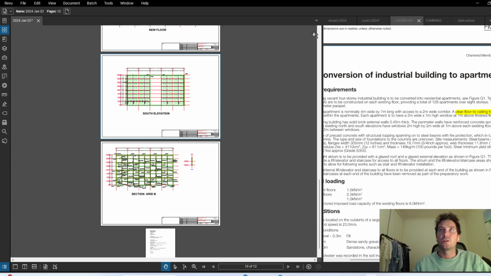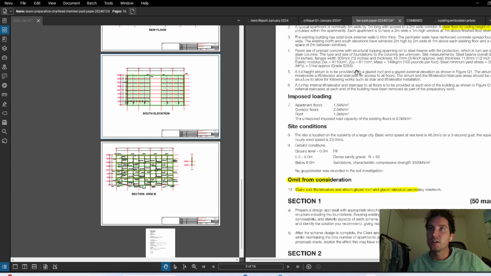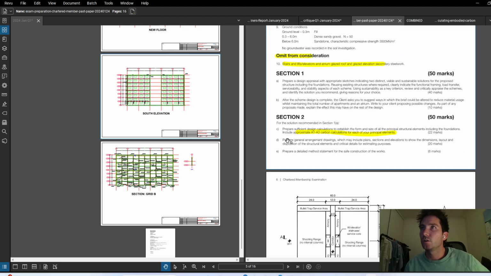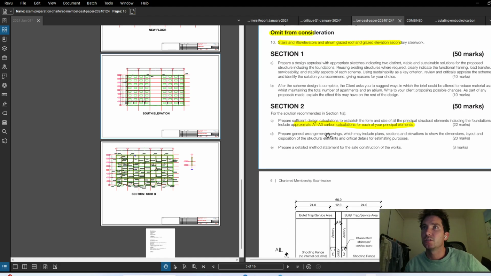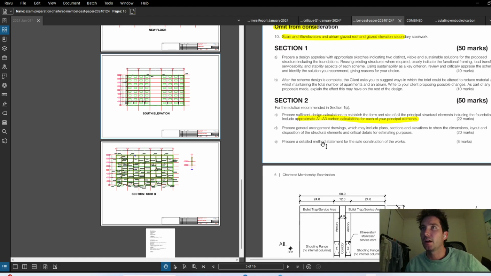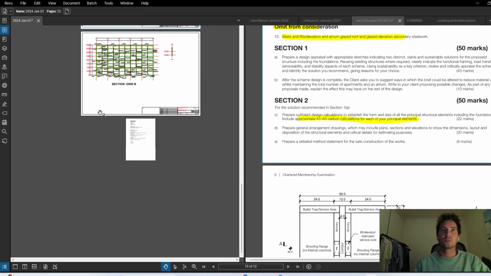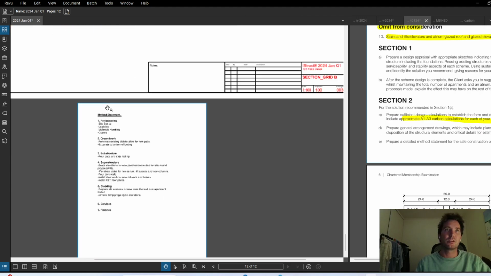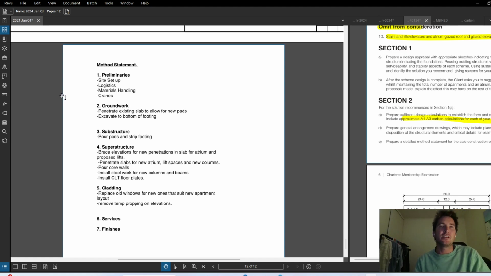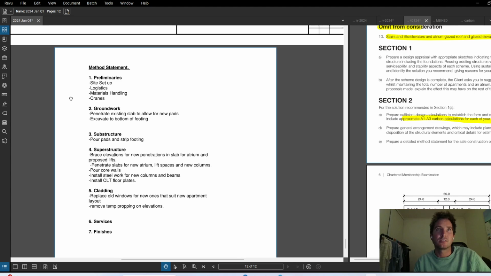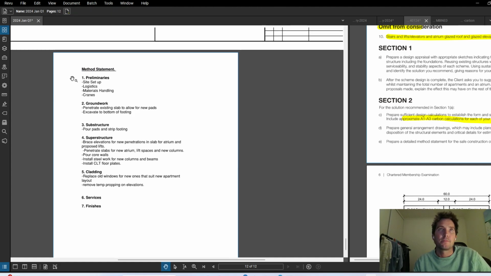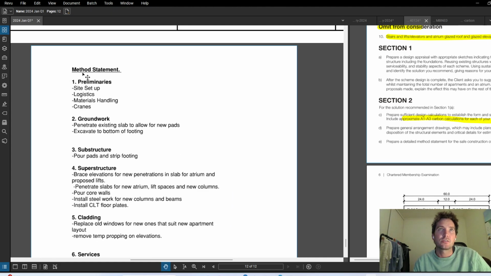Then if we go back to what the question actually asked for, I feel like we've done our calcs, we've shown our drawings to a sufficient level of detail, and now we're going to prepare a method statement for the safe construction works. So if we come down and look at the method statement that I've prepared, and again, if you think I've missed anything here, just drop it in the comments so myself and others following along can learn and share each other's thoughts.